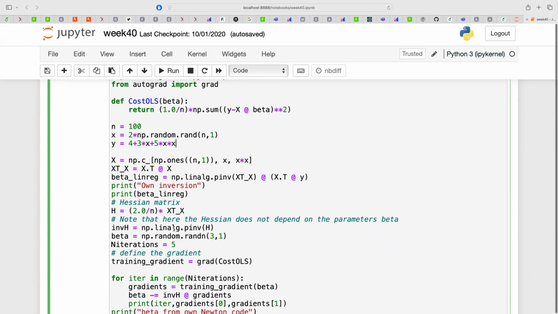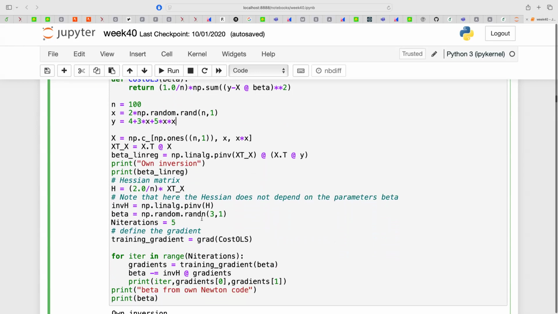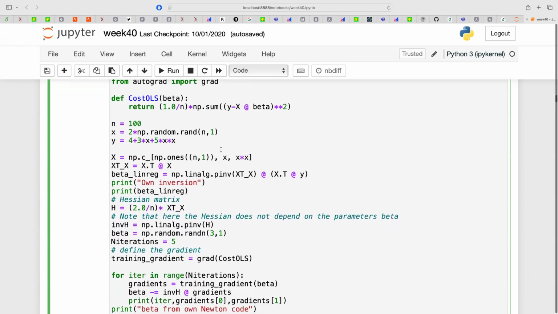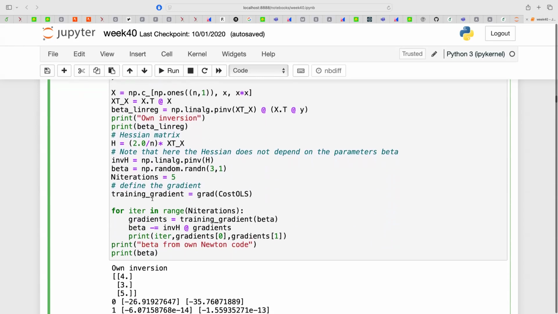So if I then use automatic differentiation, which is the old variant, called autograd, as you can see here, I import that library, and then I import the gradient. And you see that I can now define the training gradient instead of hard coding the gradient. I now let automatic differentiation calculate the gradient for me.